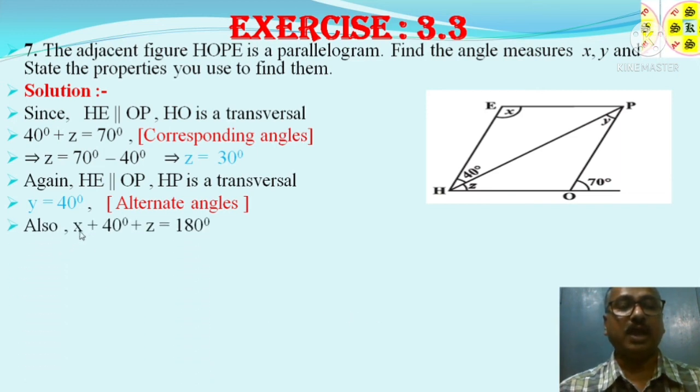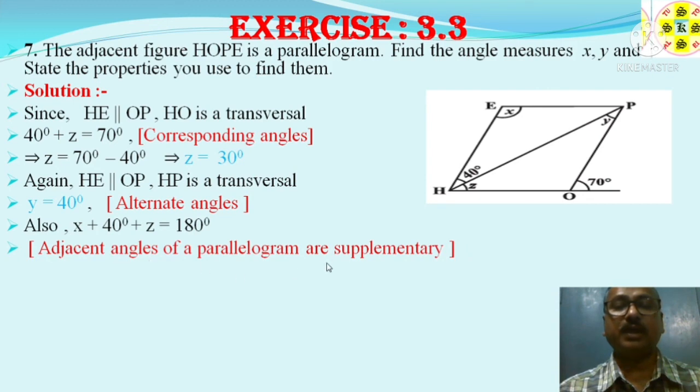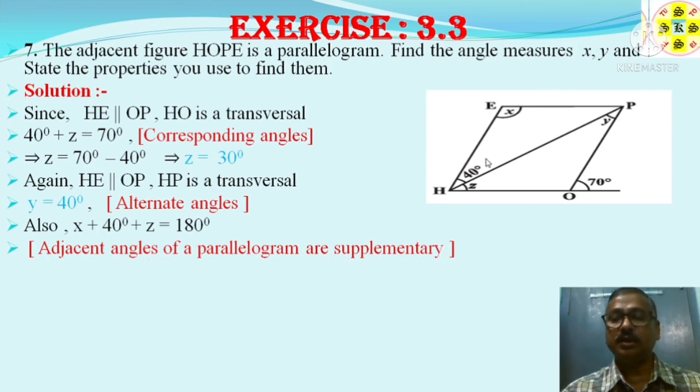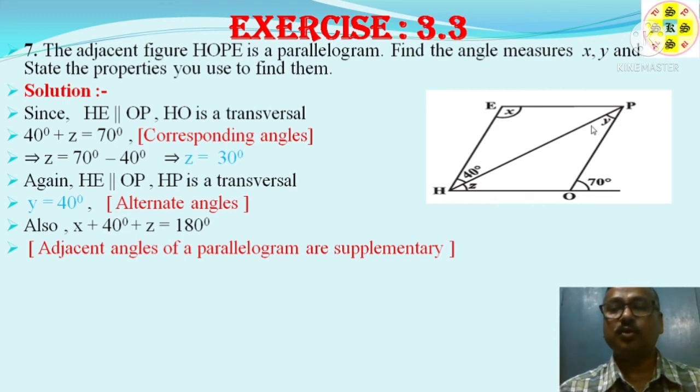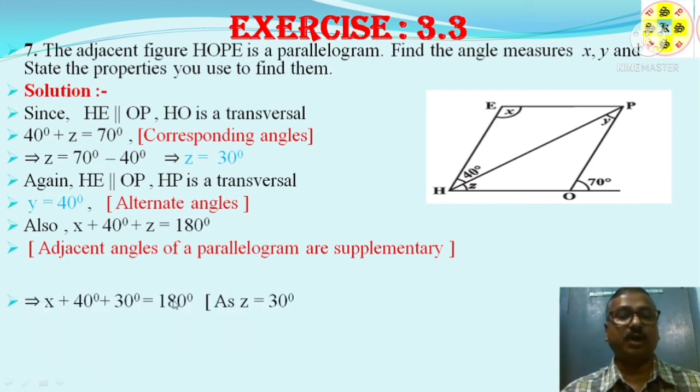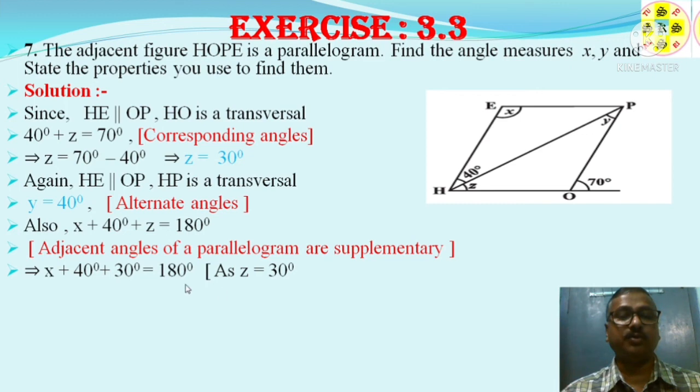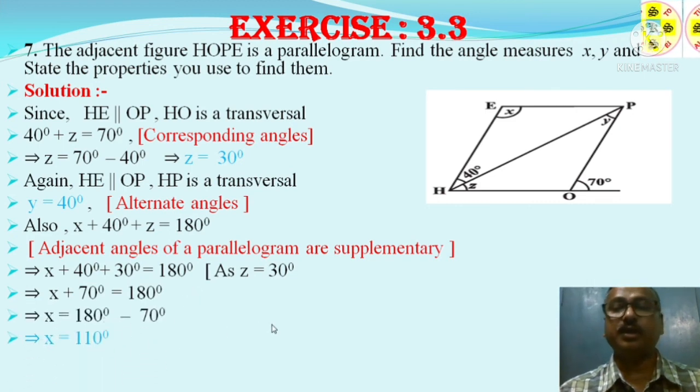Again X plus 40 plus Z equals 180 degrees. Why? They are the adjacent angles of a parallelogram. This is only X, and this angle we can combine, that is 40 plus Z. One angle is divided into two parts. In the parallelogram HOPE, angle E is X and angle H is 40 plus Z, so this equals 180. So X plus 40 plus 30 equals 180 degrees, as we have already found Z equals 30 degrees. So X equals 180 minus 70, 110 degrees. So the value of X is 110.